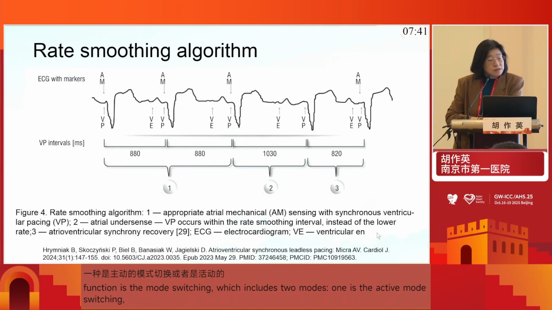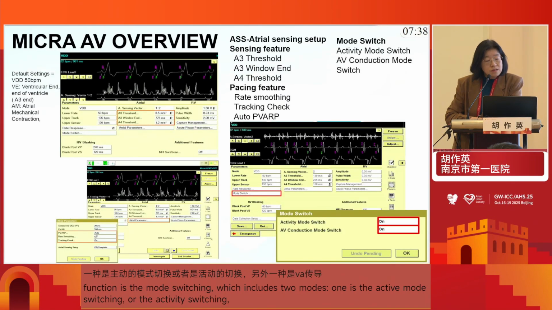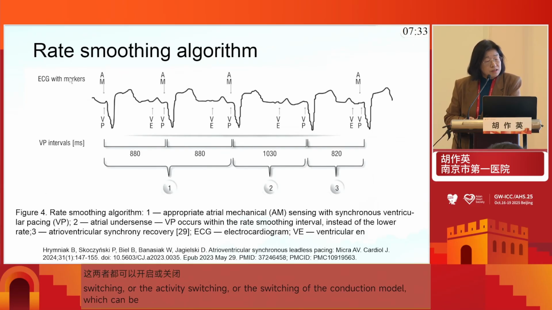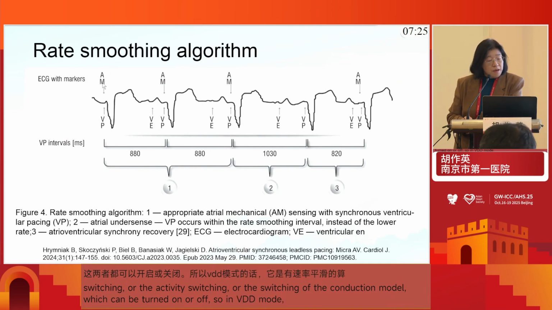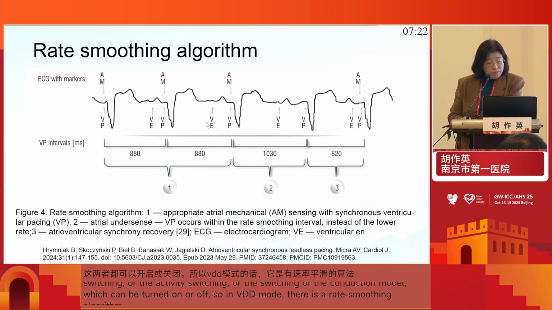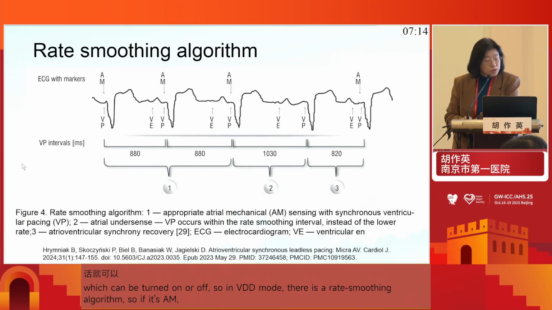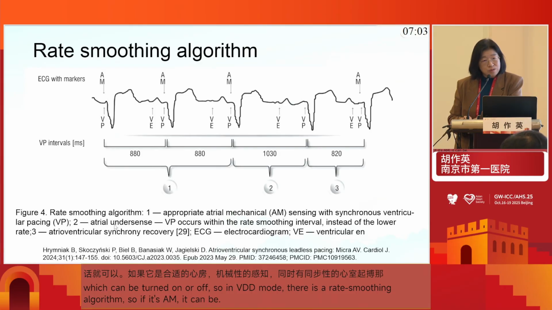And after that, we can see the pacing features. In VDD we have the rate smoothing algorithms. It shows that if it's AM and it's okay, it is appropriate atrial mechanical sensing with synchronous ventricular pacing. But here we can see that it is atrial undersensing. It means we can't see the atrial contraction.